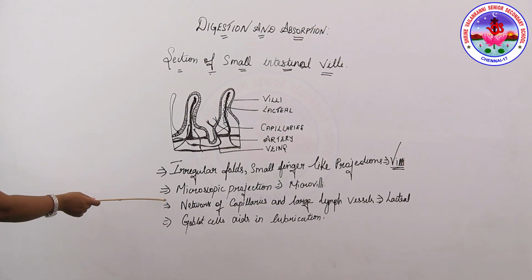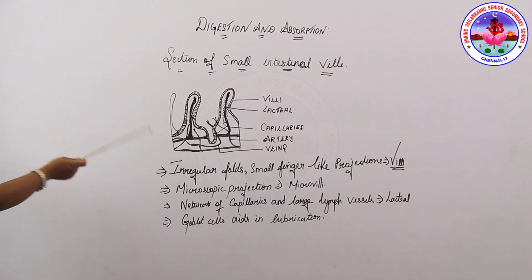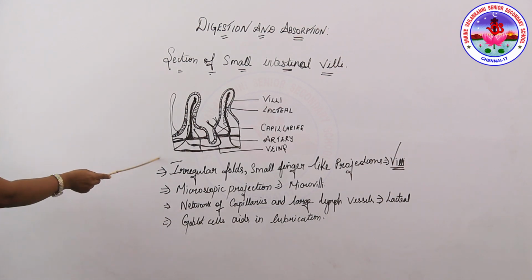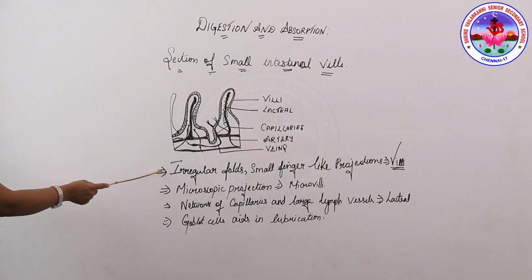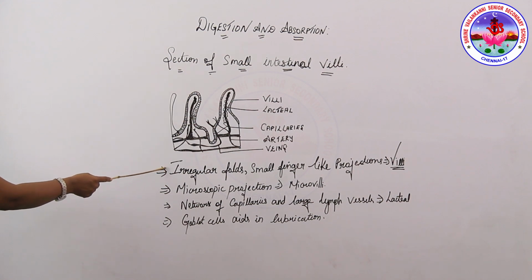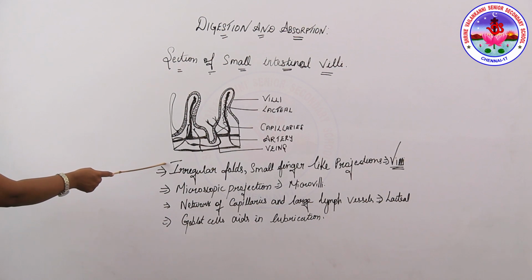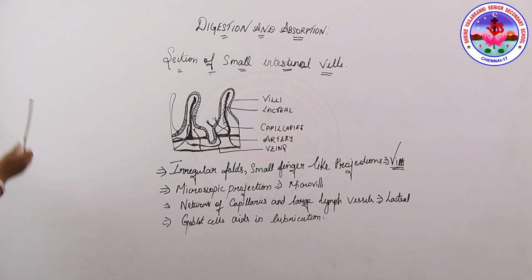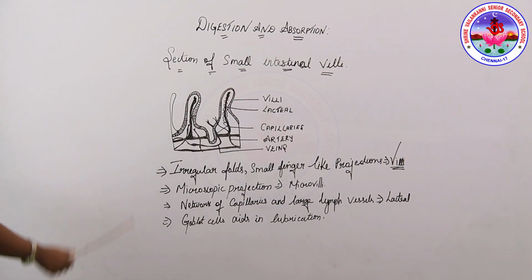So the single-cell-thick epithelium of the small intestine performs different types of functions. One is nutrient absorbing, second is protection, third is hormone secreting, the fourth is antimicrobial, and the fifth is immune cells. So these are the things that do the major functions in the small intestine.